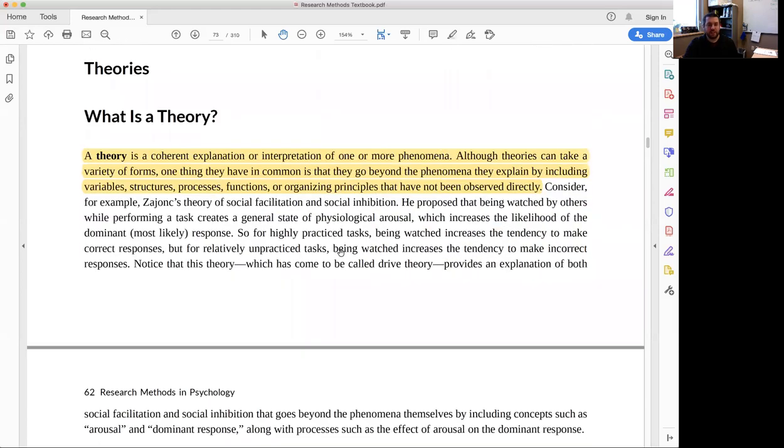So theories then. The textbook goes over differences between theories and models and hypotheses, so I just want to highlight that a bit. The theory in your text is defined as a coherent explanation or interpretation of one or more phenomena. Although theories can take a variety of forms, one thing they have in common is that they go beyond the phenomena they explain by including variables, structures, processes, functions, and organizing principles that have not been observed directly.